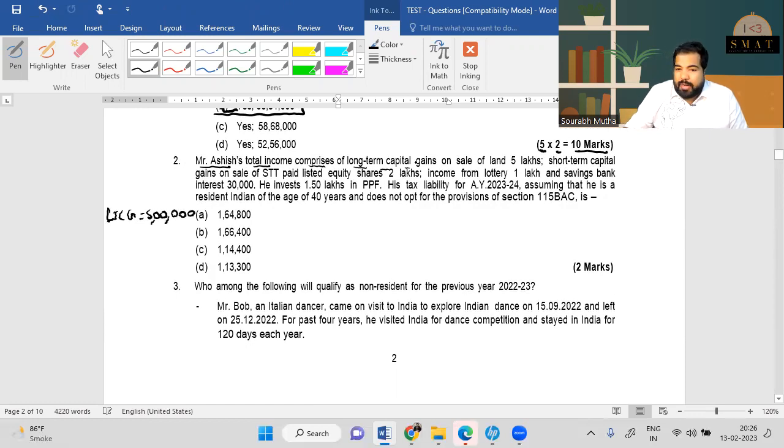Obviously, this is taxed at 20%, if you remember, but I'm not writing that right now. I'm just calculating total income. Short-term capital gain on sale of listed shares. So this is short-term capital gain, which is 2 lakhs. So 5 plus 2 is 7.